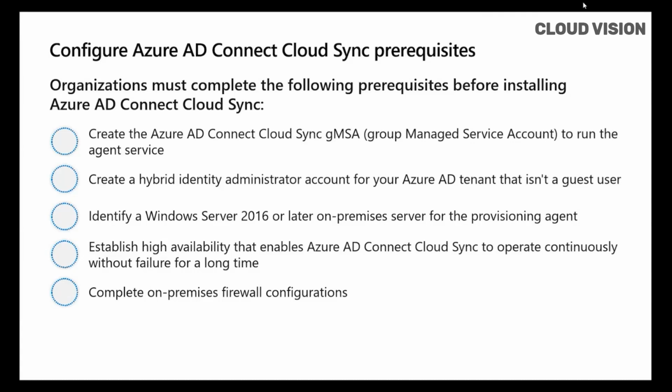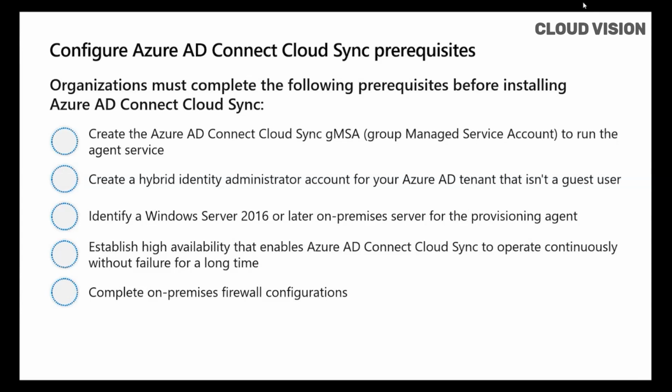Now, as I said, we don't have to actually install the Azure AD Connect tool, but we still have to install a provisioning agent. But that has to be installed on Windows Server 2016 or later on your on-premise server. Now, to maintain high availability, you can use the Azure AD Connect Cloud Sync to operate continuously without failure for a long time.